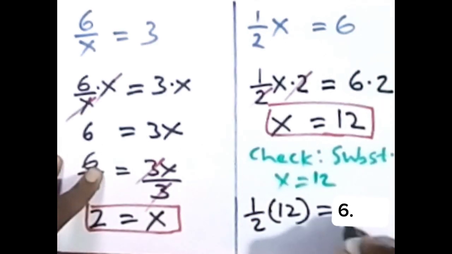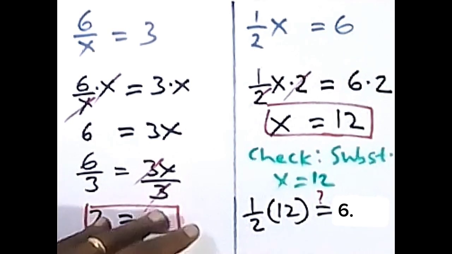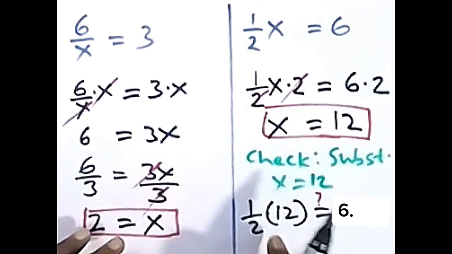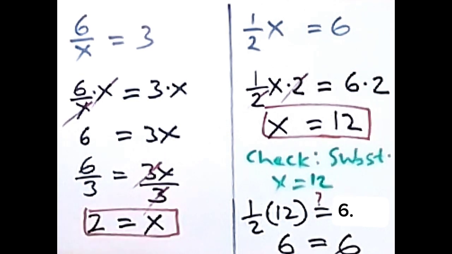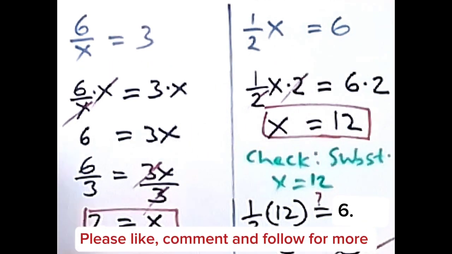Does this give us 6 rather? So we're asking ourselves a question and we want to answer the question. Now, 12 divided by 2 is 6. And this other side is 6. So that means our answer was correct. X equals 12.